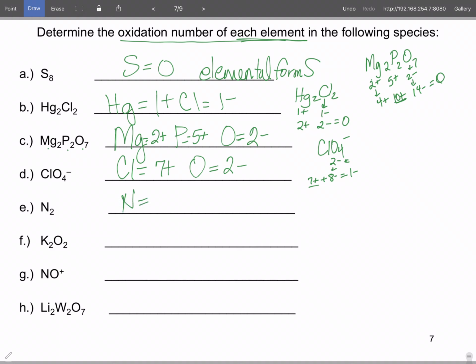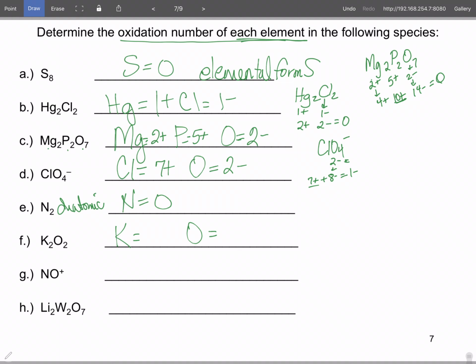Nitrogen here, wait, that's a diatomic. This is a diatomic, so we have to put it in. Now, I should have said this to begin with. You may want to work these and then come back and look at it, or you may want to look these through because we've got a bunch more to work. All right, so here we go.